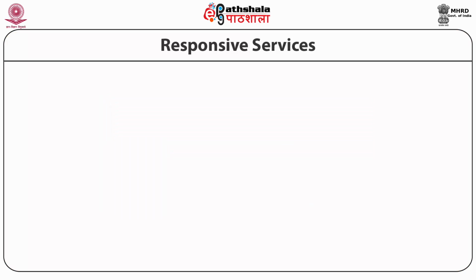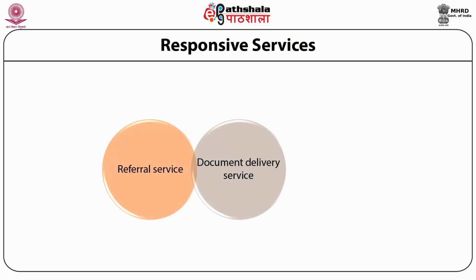In this module, you will learn about referral service, document delivery service and translation service. We are taking up three responsive services: referral service, document delivery service and translation service. Responsive service is the service provided by the library in response to the request from the library users. Referral service deals with referring the user with some specific need to the sources outside the library. The source may be a recorded source or an expert or an organization or any agency which is capable of meeting that specific need of the user.